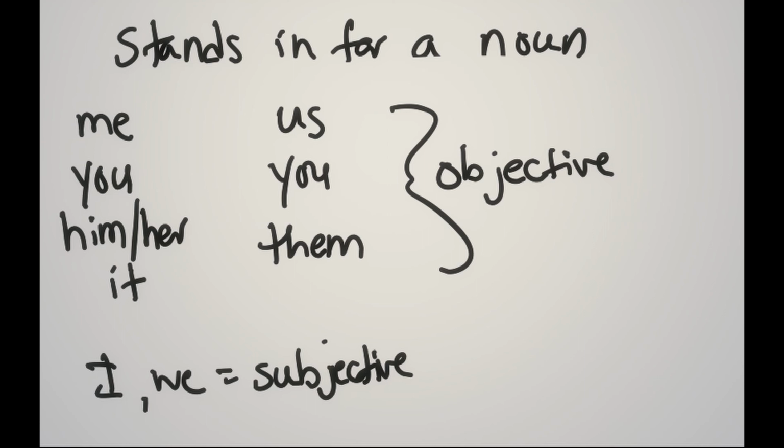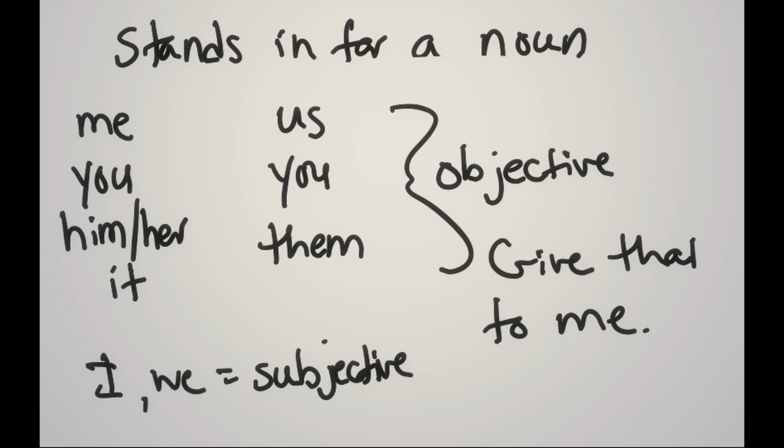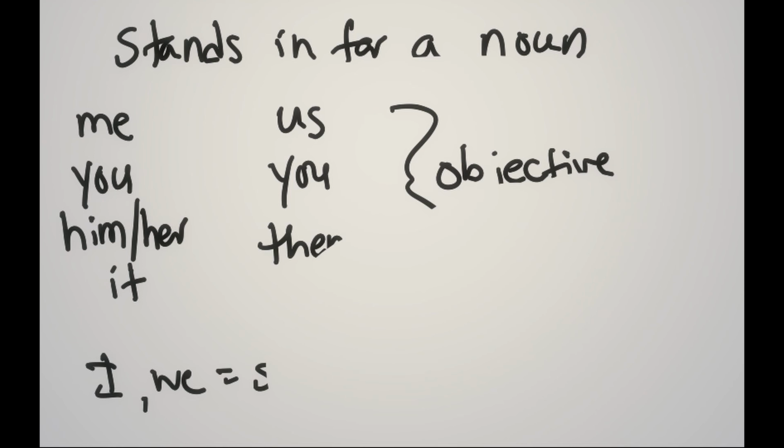They're called objective, as in, give that to me. Give that to me. These are pronouns you use when something is being done to someone else. Give that to me. Give that to us. Alright?